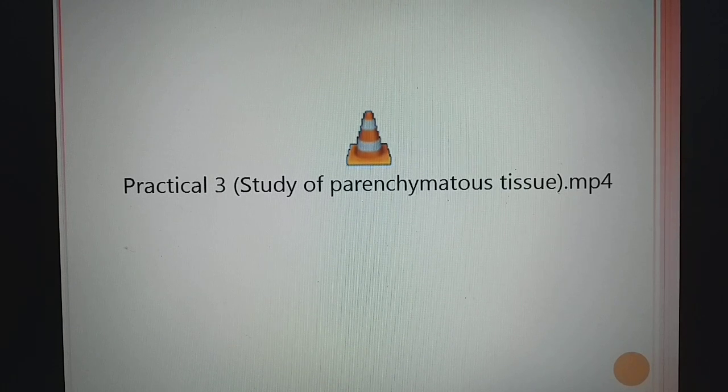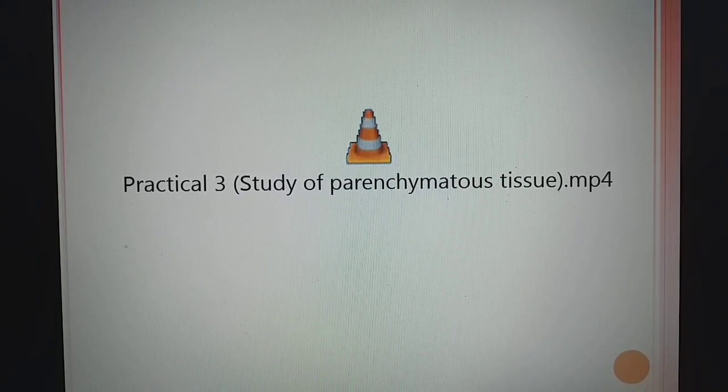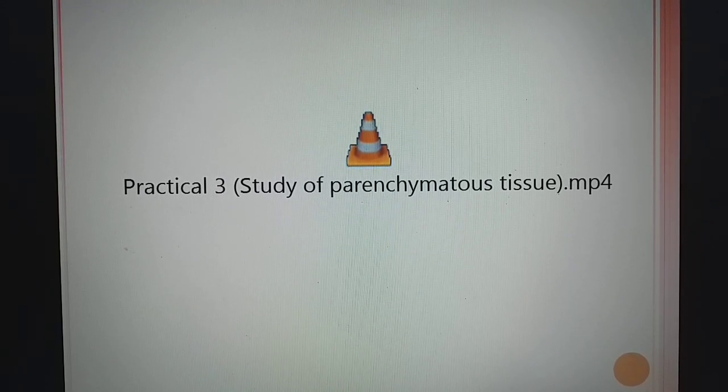Now, how do you have to write in the lab manual file? First you have to write the aim. The aim will be to identify the parenchymatous tissue. Then you will write materials required: a prepared slide of parenchymatous tissue and a compound microscope. And then directly you will write the observation. In observation you will write the characteristics which we have studied. And that's all you have to write. Nothing else, any precaution or inference you don't need to write in your copy.